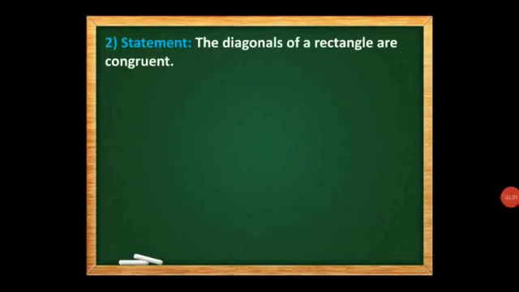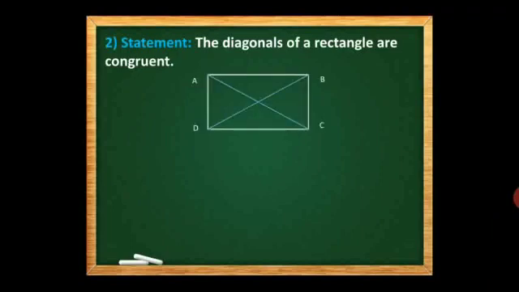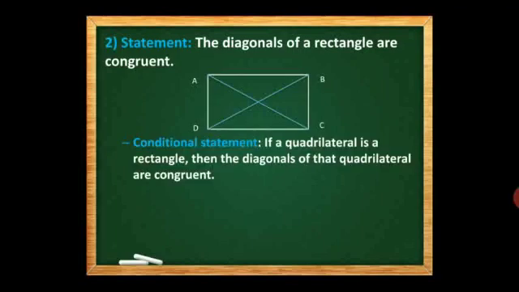The next statement is, the diagonals of a rectangle are congruent. And here is the diagram in which a rectangle is shown and two diagonals are there, AC and BD, which are congruent and indicated by same color. Now, let us see which geometrical shape is given here, which is a rectangle. Again, a quadrilateral. So, we have to write the conditional statement like this. If a quadrilateral is a rectangle, then the diagonals of that quadrilateral are congruent.